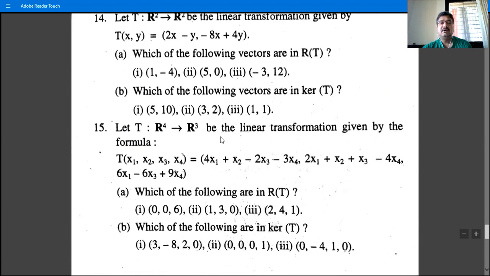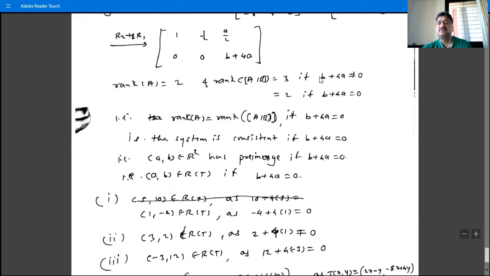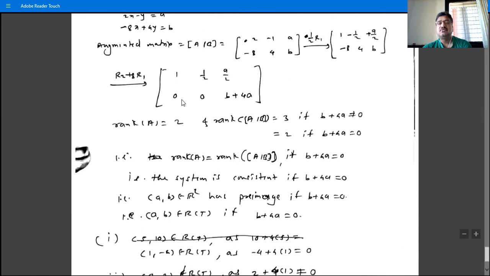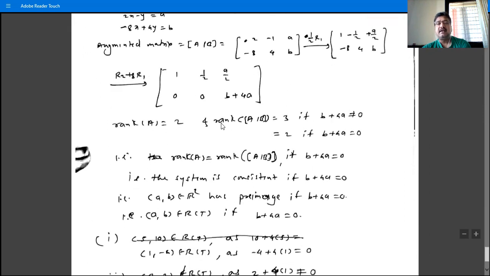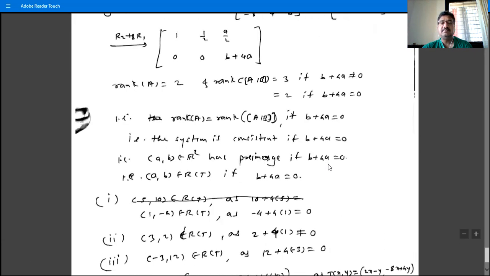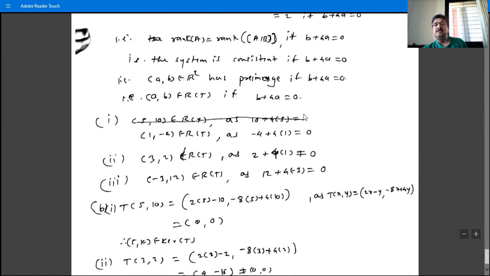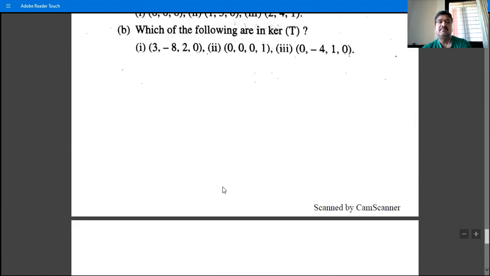In this example, we find the condition like this: b plus 4a is equal to 0. So write the augmented matrix, reduce the matrix to echelon form, and then write the rank of A and rank of AB when these two are equal. In this case, the ranks are equal if b plus 4a is equal to 0. That is, the element (a, b, c) in the codomain has a pre-image if this condition is satisfied. And from that condition, we will determine whether the element belongs to the range of T or not. So solve all these examples.